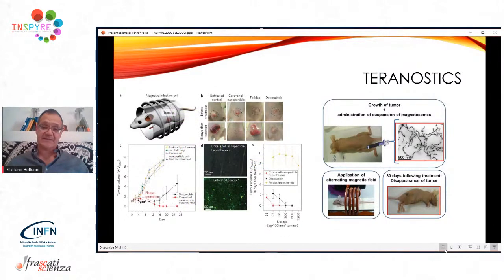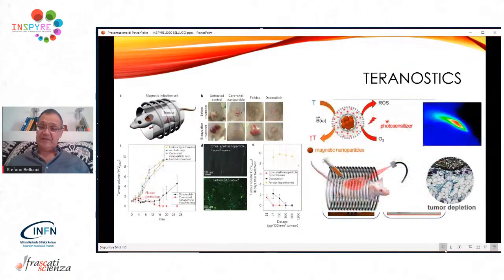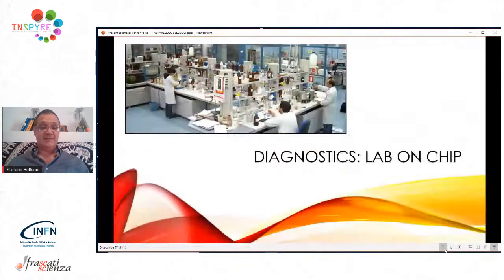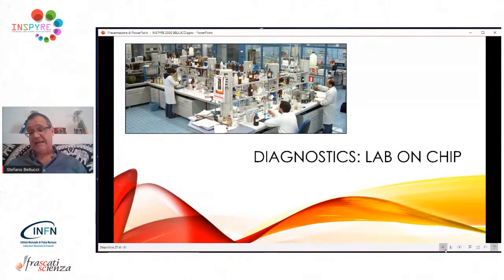Here are the details, which we don't need to get into now, but the point is that you can deplete and document the depletion of the tumor at the same time. So that's why we call it theranostics, therapeutic and diagnostics. That introduces the notion of diagnostics.